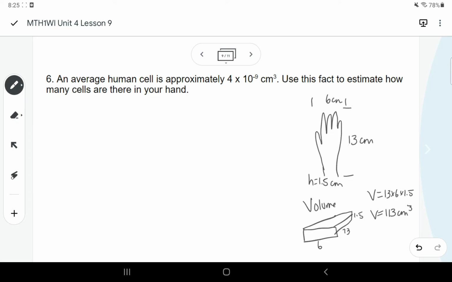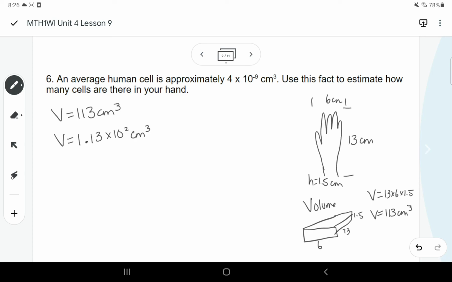Now, if I said, okay, now my volume is 113 centimeters cubed, I'm going to write this in scientific notation and make it 1.13 times 10 squared centimeters cubed. If you want to know how many of something fit into something.